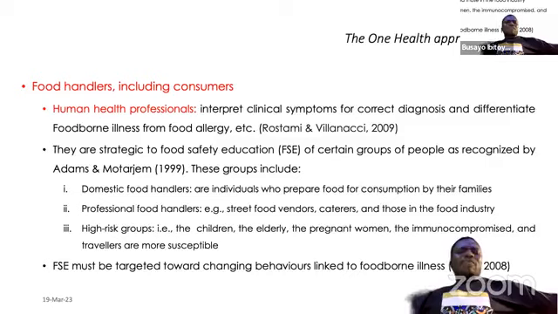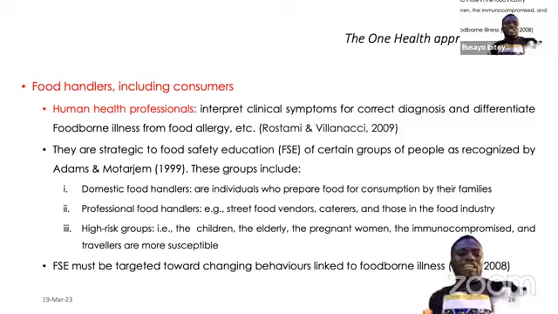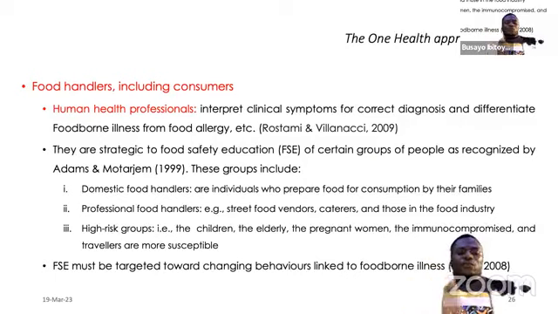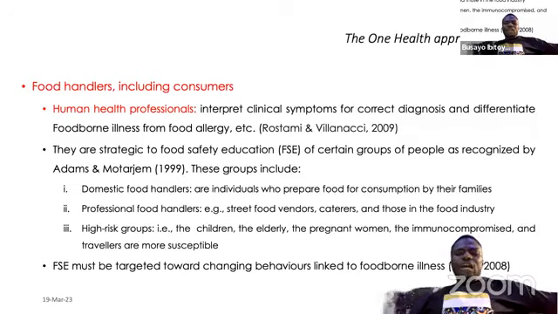Also, human health professionals are very strategic to food safety education of the populace. Many times, community health officers or epidemiologists take the stage here in trying to educate the public on how to maintain food safety. And certain groups of people have been recognized to be very key when talking about food safety issues in our community. The first of them are the domestic food handlers. This includes those that prepare food at home for the families, especially nursing mothers and caring mothers.